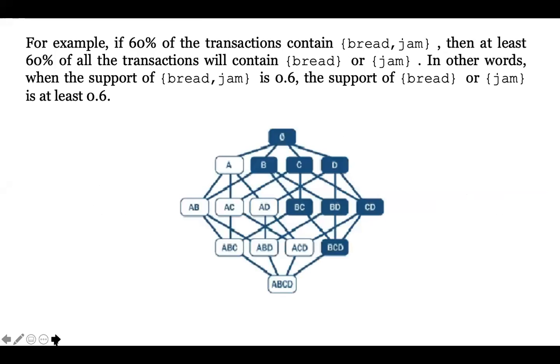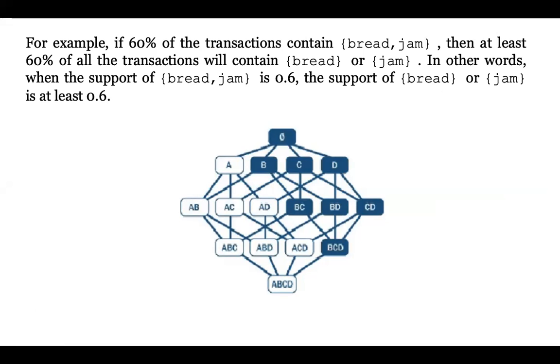For example, if 60% of the transactions contain bread and jam in the existing database, then 60% of all transactions will contain bread or jam either. In other words, when the support of bread and jam is 0.6, the support of bread or jam is at least 0.6. That means out of 100 transactions, 60 transactions are observed where bread and jam is there.